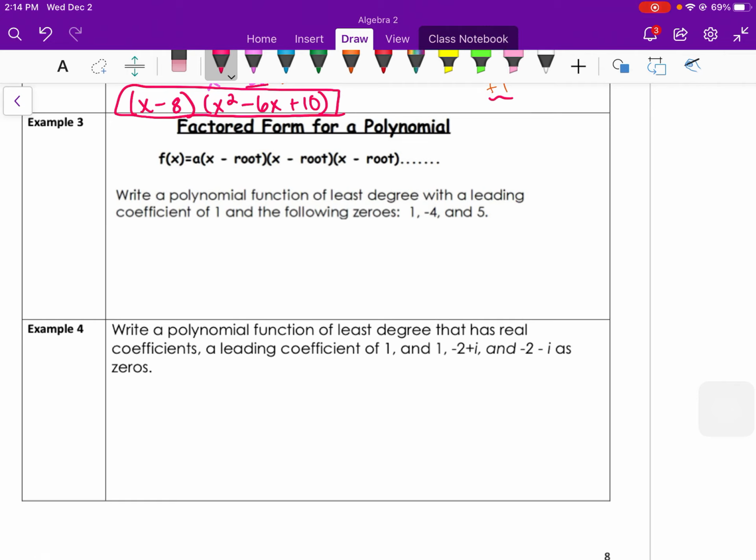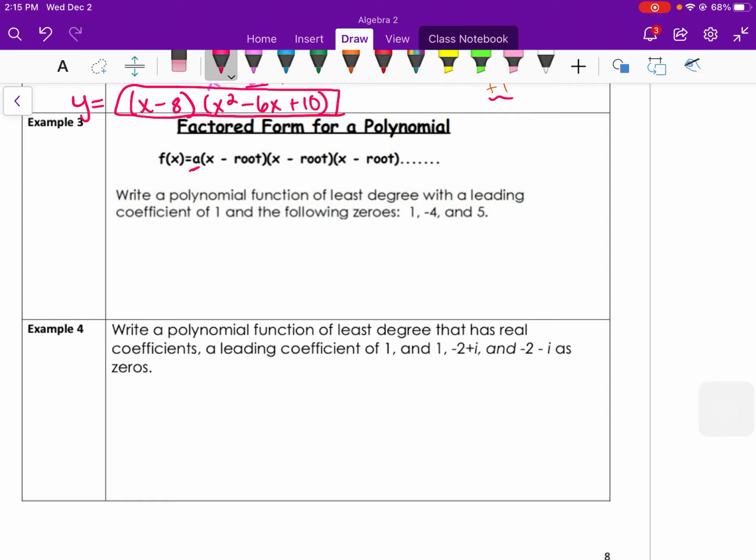So to write a polynomial in factored form means to write it like this. If I add the y equals and then write the factors, the leading coefficient, the a, goes out front, and then it's x minus the root.